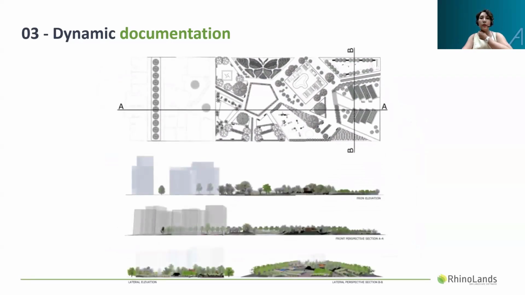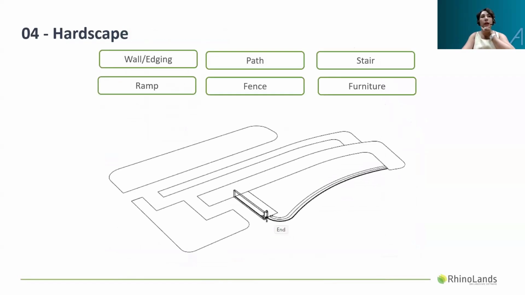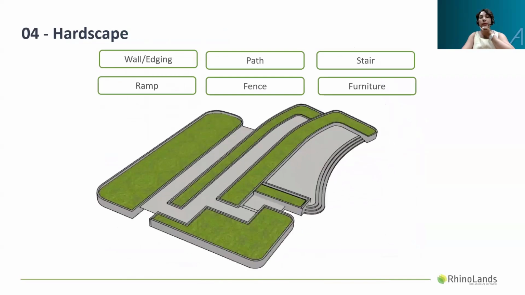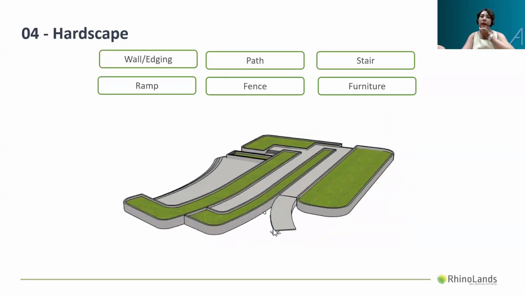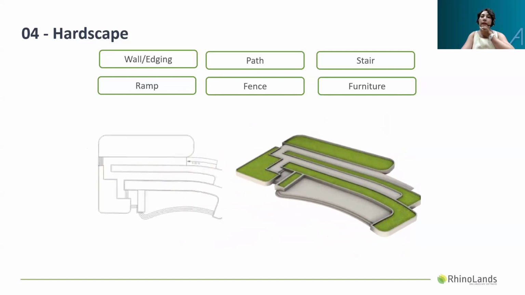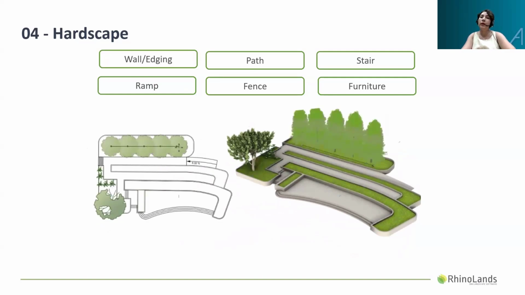All listing tools are also connected to the 3D model, and you can update them automatically. We have parametric hardscape tools that help us produce hardscapes like walls, edgings, ramps, or stairs. All of these objects will be listed automatically by the program. We also have parametric fences, parametric stairs, and a block library for furniture inside the program.